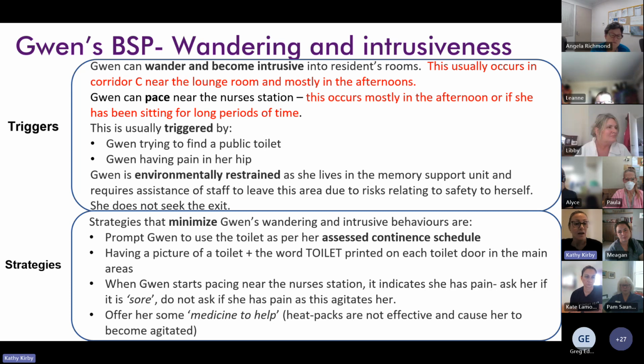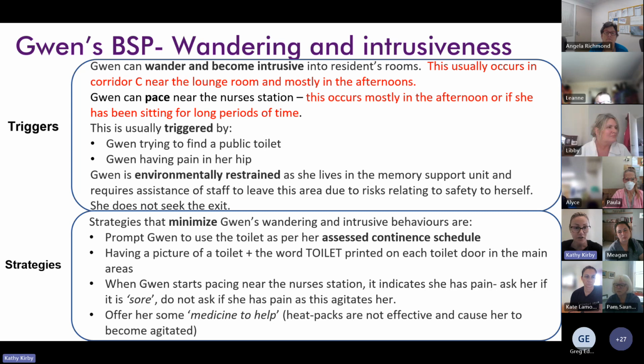When we look at the strategies that minimise or prevent Gwen's wandering and intrusive behaviours, they are prompting her to use the toilet as per her own continence schedule. Okay, so for us, I need to know that prompting Gwen to go to the toilet every 2 hours is really important to prevent her from wandering and being intrusive into other people's rooms, and therefore triggering other people to become triggered by her behaviour.